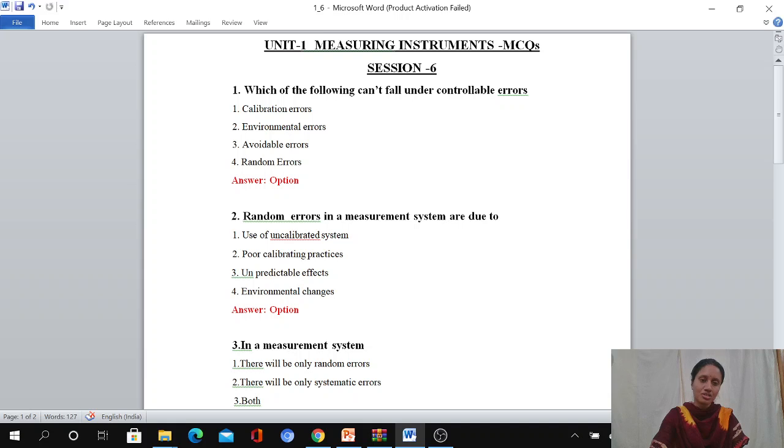By doing calibration, the error won't appear. We can maintain the instrument, and when we maintain it under good environmental conditions, the environmental errors will go off. Next, we have avoidable errors. Then random errors: random errors are the type of error which we cannot control. The answer is option 4.